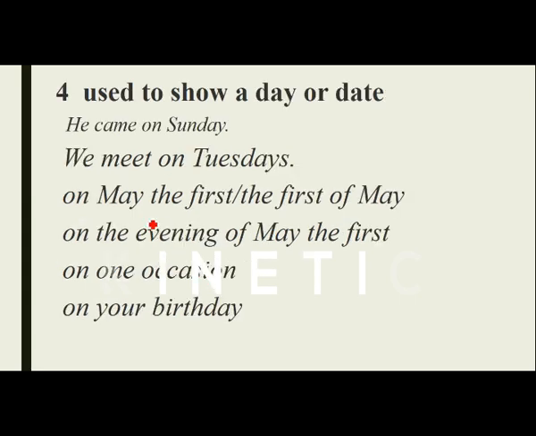Point number 4, used to show a day or date. Dear students, on is used for days and dates. We meet on Tuesdays. Here for days we have used the preposition on. On the first of May. On the evening of May the 1st. On one occasion, on your birthday. Now these are examples of day or date.